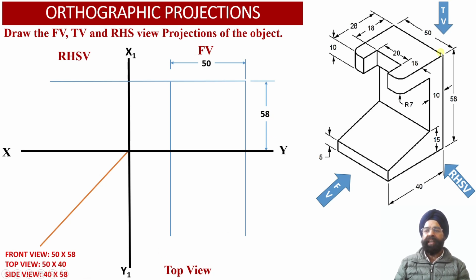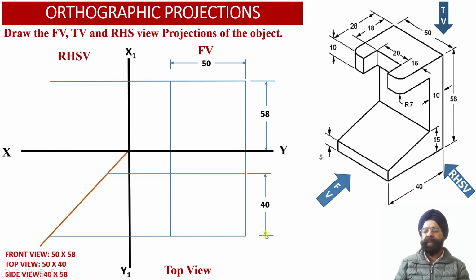Now as we look at the solid from the top side, we observe that once again the width of the solid is 50 millimeter, while the depth of the solid is 40 millimeter. So in the top view projections, we have obtained the width of the solid equal to 50 millimeter, and we have drawn two projector lines separated by a distance of 40 millimeter, which is the depth of the solid. This way we have obtained the top view orthographic face, measuring 50 millimeter by 40 millimeter.